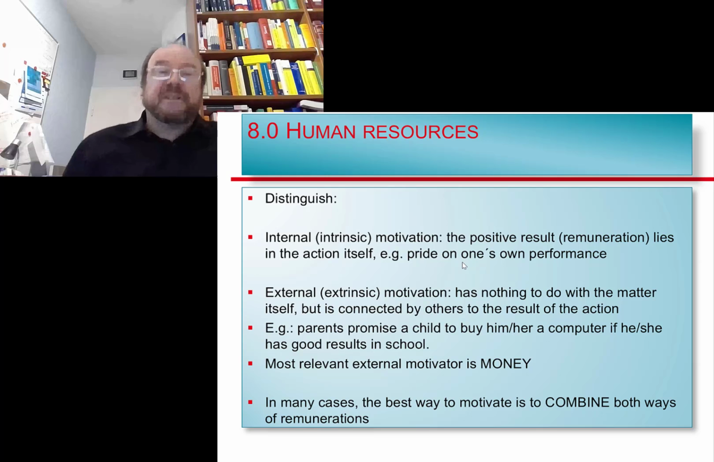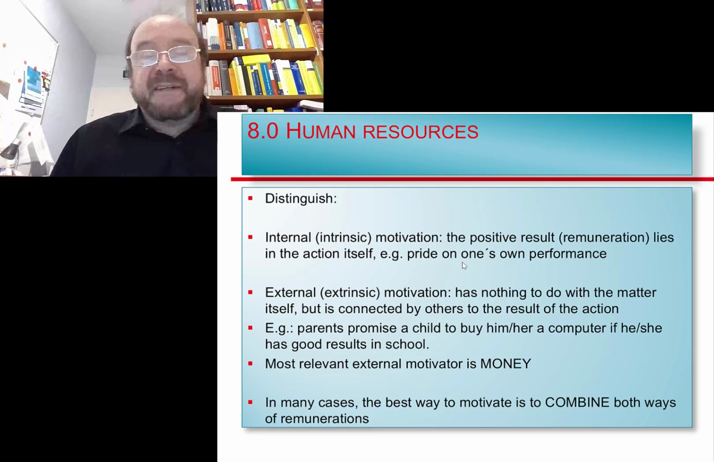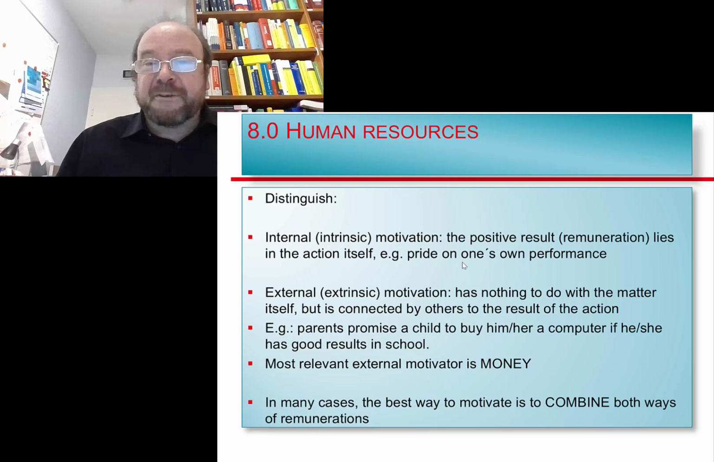Okay, now we can, under a terminological aspect, distinguish between intrinsic and extrinsic motivation. The intrinsic is the remuneration lies in the act itself. So it's not a monetary one. It is a remuneration which comes from the task which you perform itself. For example, if you write a book and you like writing the book, and when it will be finished, you will really be proud of having done that. Intrinsic motivation.